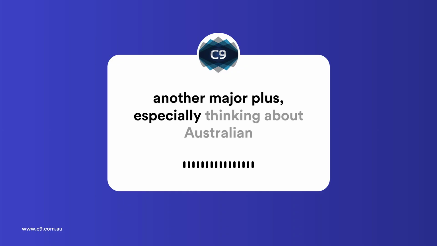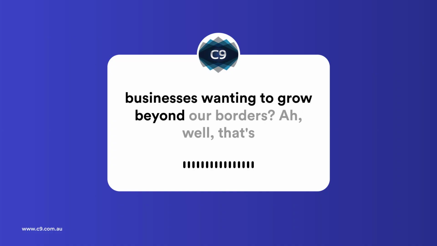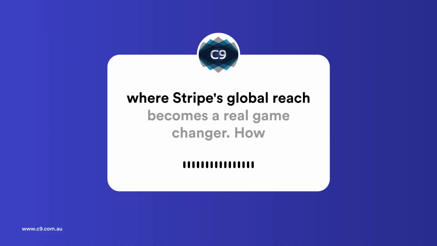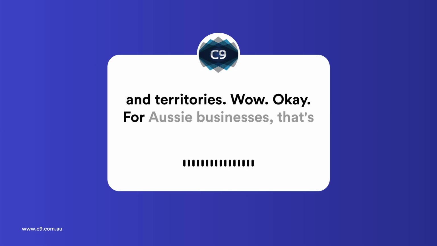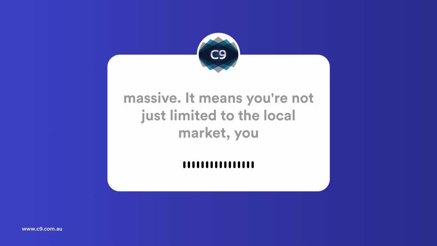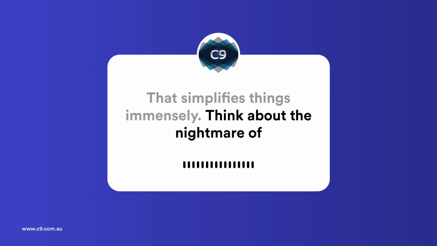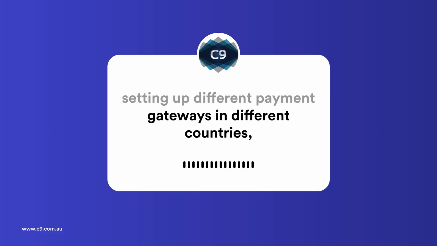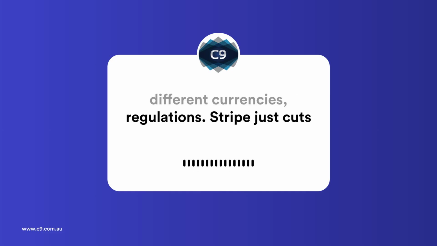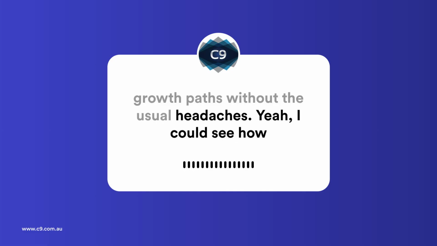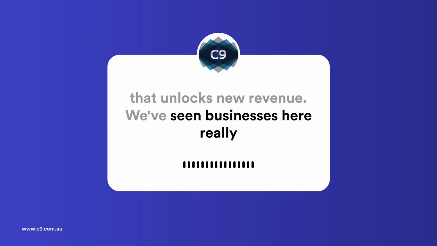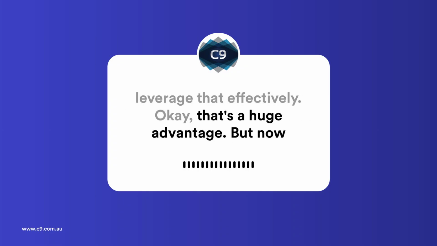Okay, so you've got convenience and rock-solid security that naturally boosts sales. What's another major plus, especially thinking about Australian businesses wanting to grow beyond our borders? Well, that's where Stripe's global reach becomes a real game changer. How wide is that reach? Stripe's accepted in over 200 countries and territories. Wow. For Aussie businesses, that's massive. It means you're not just limited to the local market. You can instantly start selling worldwide with one payment setup. That simplifies things immensely. Think about the nightmare of setting up different payment gateways in different countries, with different currencies and regulations. Stripe just cuts through a lot of that complexity. It genuinely opens up global growth paths without the usual headaches. Yeah, I could see how that unlocks new revenue. We've seen businesses here really leverage that effectively.